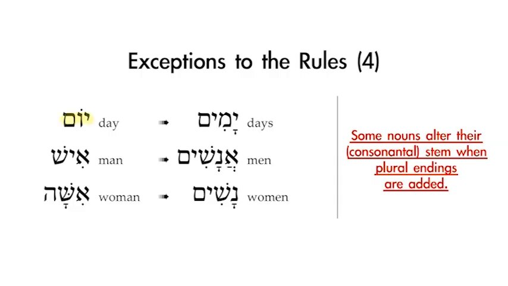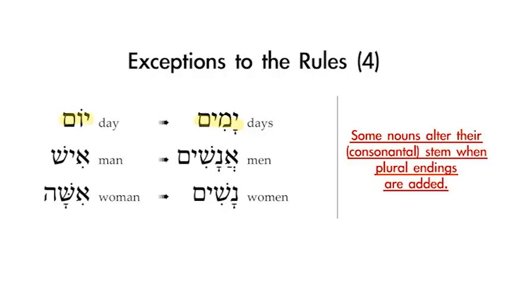Here we have the masculine singular noun yom, and we can see that its masculine plural form is yamim. That holem vav has disappeared from the singular and is now represented by a qamets in the plural. So when you're memorizing your vocabulary, make sure that you list both the masculine singular and the masculine plural form, because you want to be able to connect these two items in vocabulary.